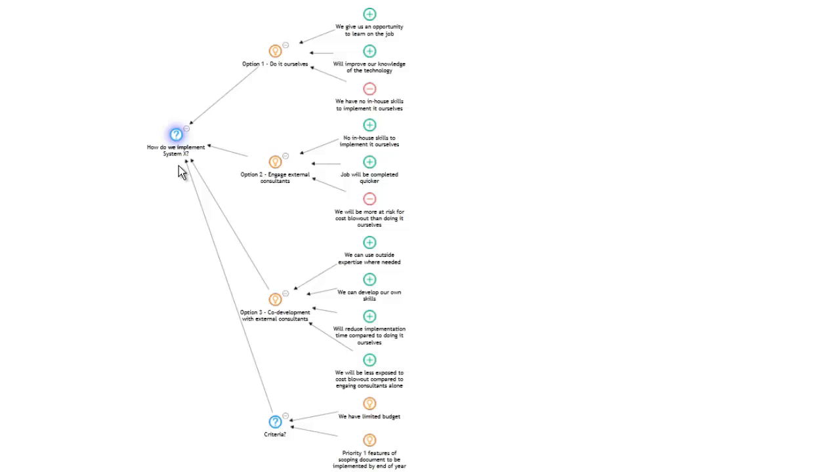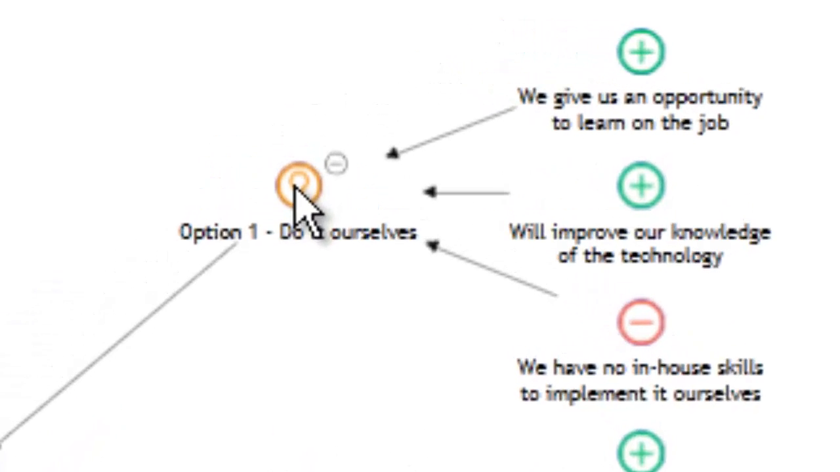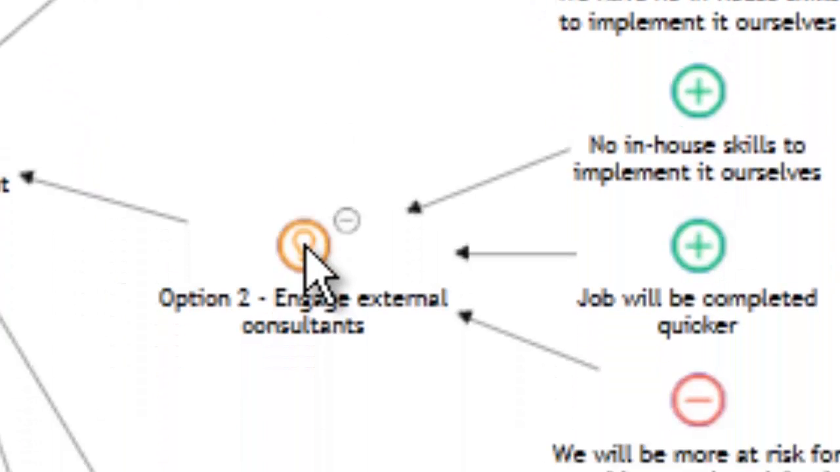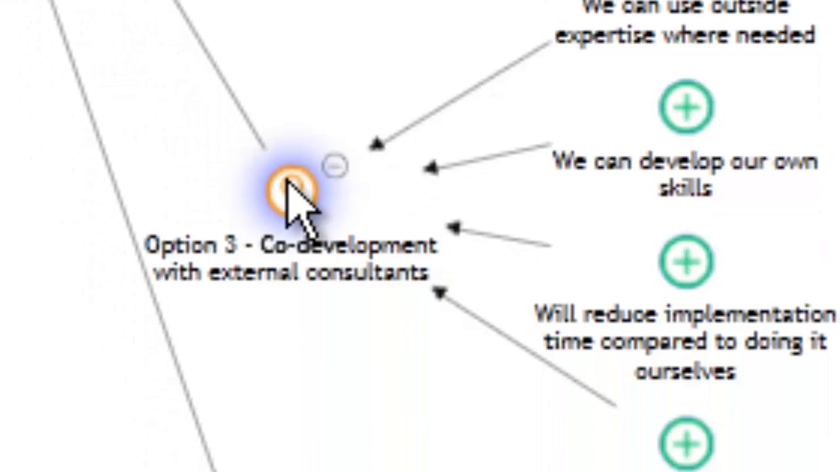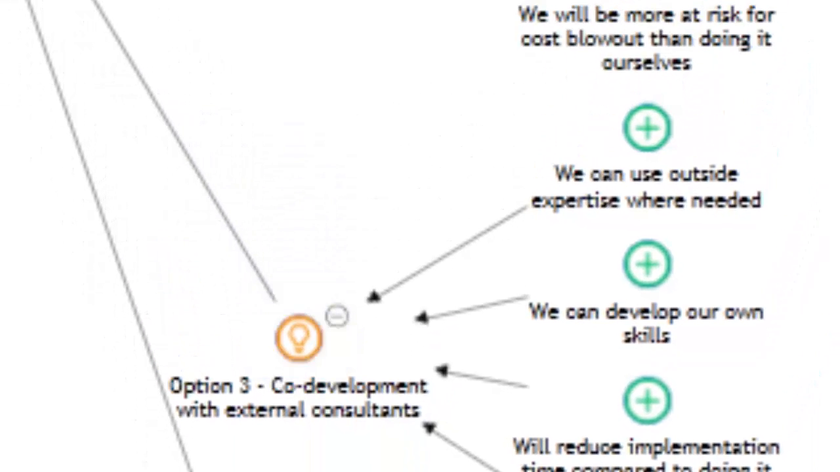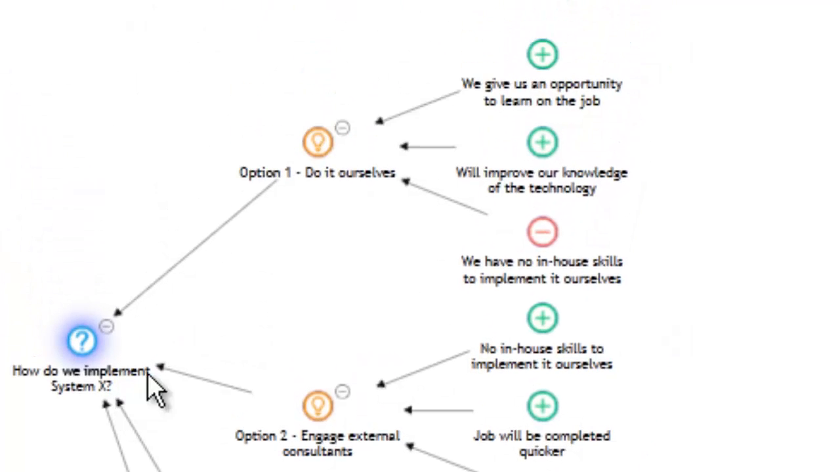The pros represent the reasons why the group might choose the options, and the cons represent the reasons why they would not go for the options. The options are do it ourselves, engage consultants, co-developed with consultants. Let's read the map. How should we implement System X?